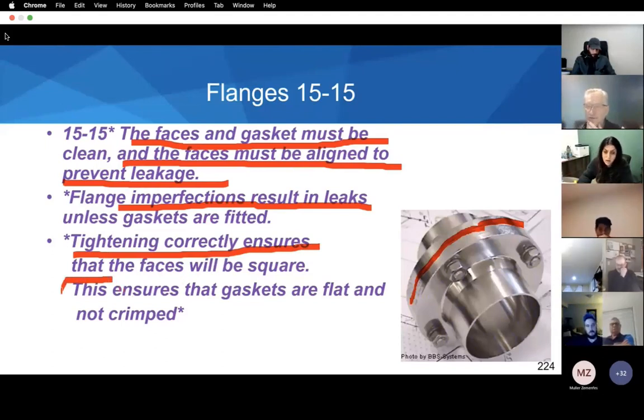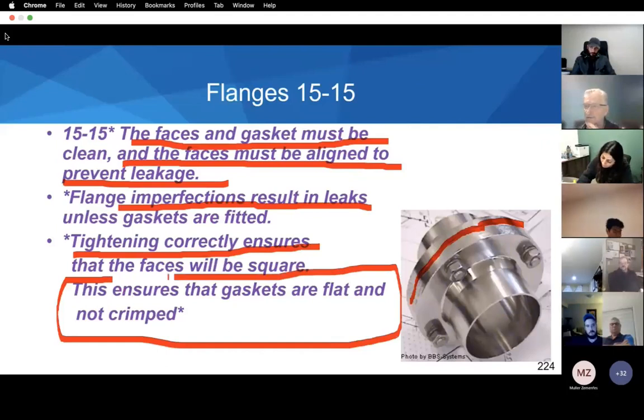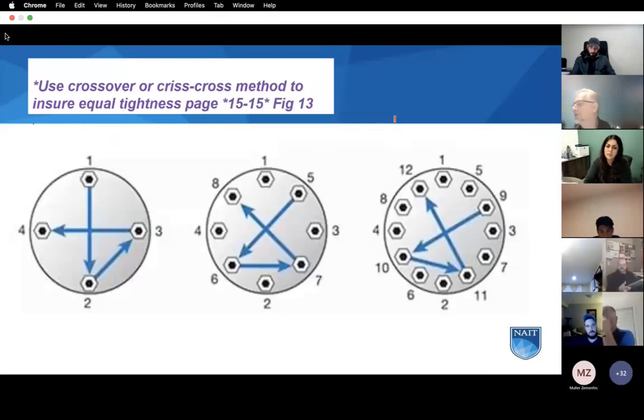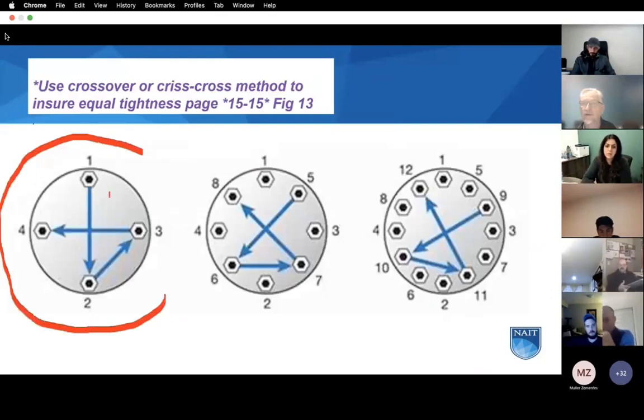And if they're square and flat, this will ensure the gaskets are flat and doing their job and not getting crimped or damaged. Important to know that if you tighten bolts on a flange in an effort to put them together squarely and evenly, you need to have a sequence, and there will be specific sequences. If you have a 4-bolt flange, you're going to use a crossover or crisscross method. You're going to start with number 1, number 2, go to 3, go over to 4.